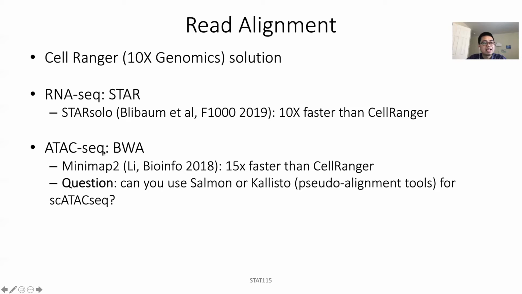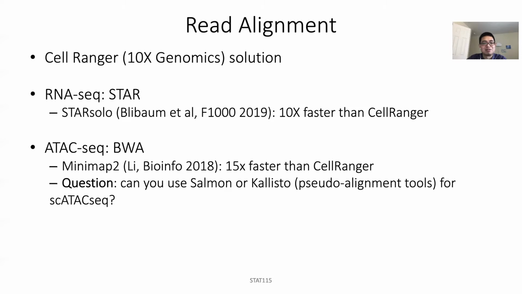For ATAC-seq, there are different aligners that you can use. BWA, which is popular, was developed by Heng Li, and Minimap2 is also developed by Heng Li in our department. It's 15 times faster than Cell Ranger. And I believe in the previous lectures you also used pseudo alignment tools to do quantification for RNA-seq data. The question here is, can you use Salmon or Kallisto, those pseudo alignment tools, for single cell ATAC-seq data? Can you use that?